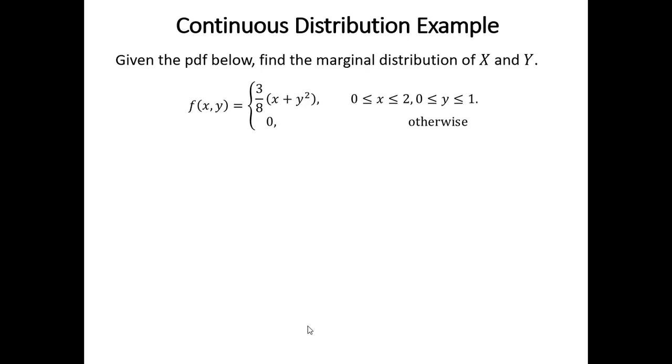All right, so here's an example. Suppose we have a joint PDF, f of x, y is 3/8 times x plus y squared. Think of this as a region in the plane. I'm going to try to stick with rectangular regions. So this would be the region where x is between 0 and 2, y is between 0 and 1.